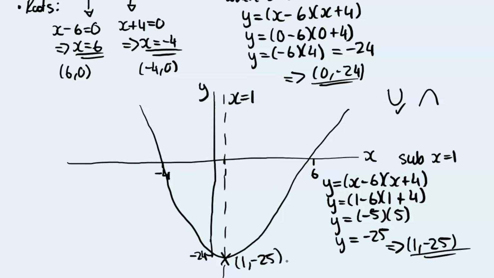So that was a pretty good example showing the different types of things you could be asked. You know, finding the roots of the equation, and then finding where the curve intersects the y-axis, and then finding the coordinates of the turning point using this useful technique, okay? Remembering that the parabola is a symmetrical shape.